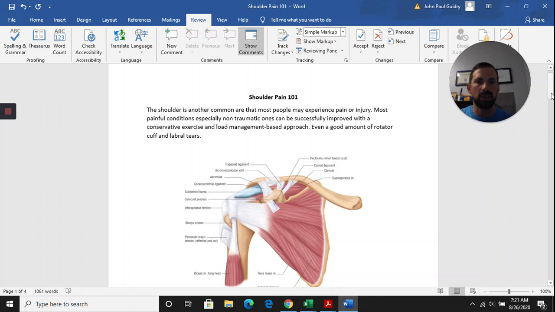Dr. JP Guidry here. Today we're going to talk a little bit about the basics of shoulder pain. We'll go into a little bit of the anatomy of the shoulder and then some of the main issues we see and then how we can address that.